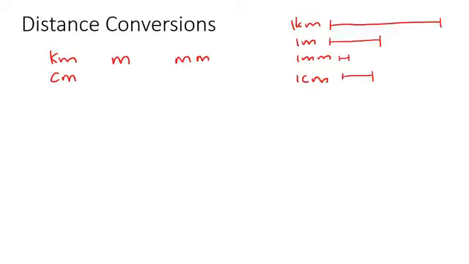So what I want you to do is put the biggest one, then the next one is meters, then the next one is centimeters, and then millimeters. The biggest one and the smallest one doesn't mean the biggest number, it just means the biggest unit. 1 kilometer is bigger than 1 millimeter.